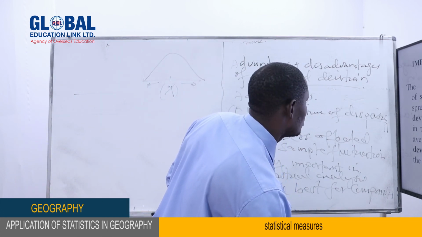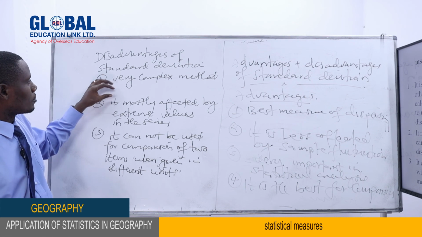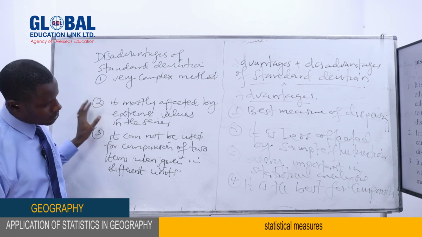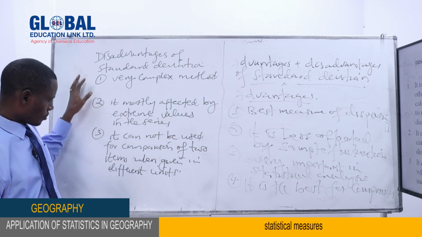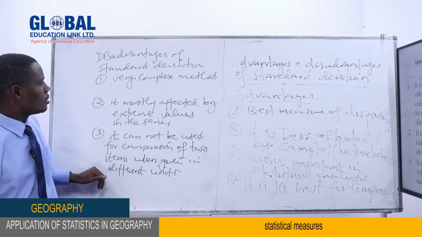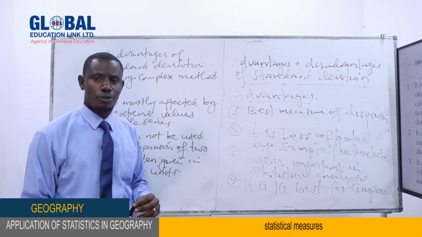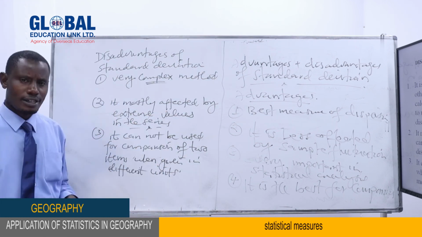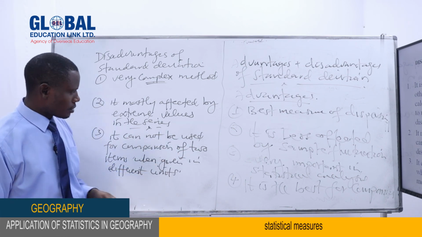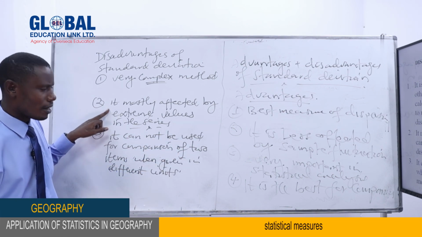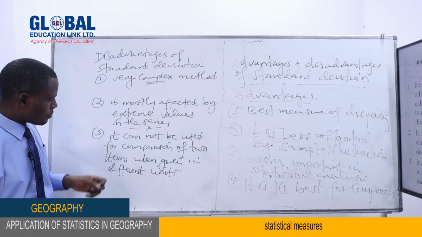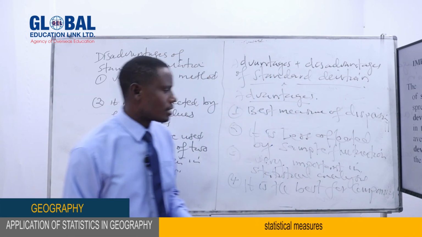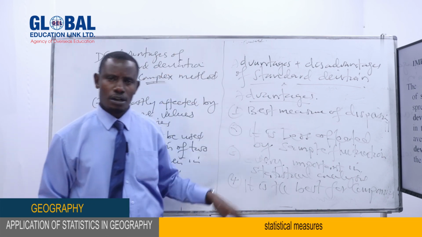We have the disadvantages. So we go to the last aspect, which is about explaining the disadvantages of the standard deviation. The standard deviation we have seen, we have appreciated it, but on the other side, it has the following challenges. The first one, it's a very complex method because we have seen it's very difficult to compute. But again, it's mostly affected by the extreme values in the series. If you have extreme values, it will be affected. It cannot provide you the proper answer. The last one, it cannot be used for comparison, especially when you are comparing two things that have been given different units.